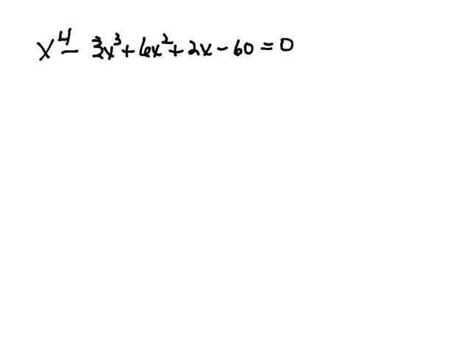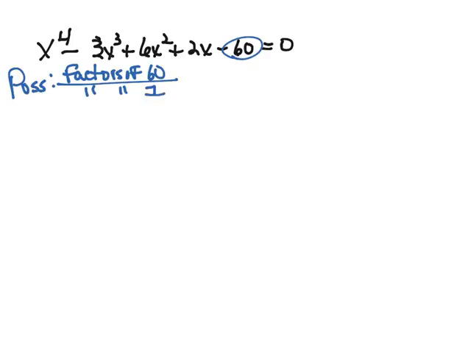We're asked to solve x to the fourth minus 3x cubed plus 6x squared plus 2x minus 60 equals 0. So let's first of all think about the possible rational roots. The possible rational roots will be the factors of 60 divided by the factors of 1. So it's just going to be the factors of 60.